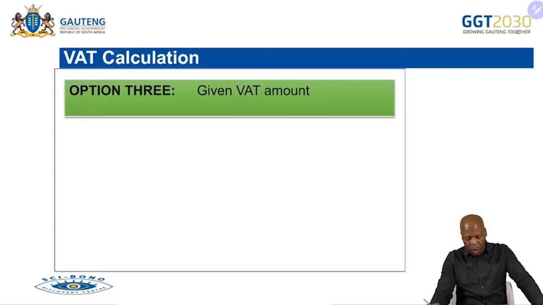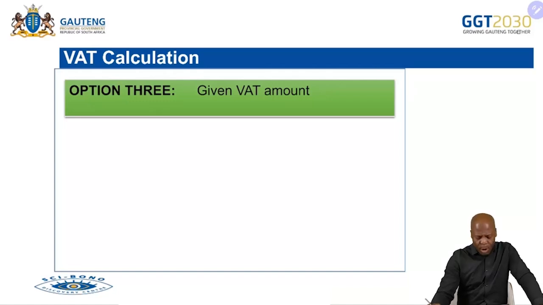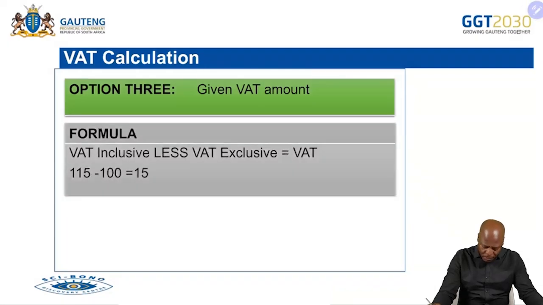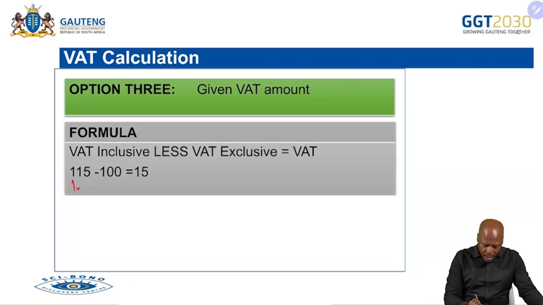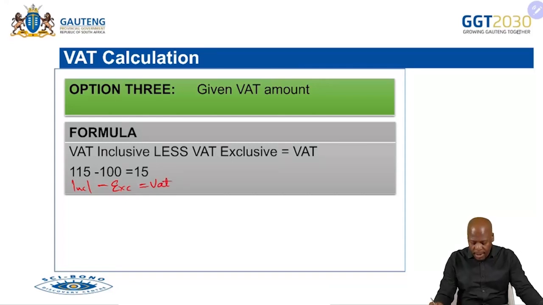Please engage with what I'm doing over here. Okay. Now with option number 3, when we are given the VAT amount, okay, we're given the VAT amount and we're given either the inclusive or the exclusive. Let's see what then happens. Here it is. Now, the VAT inclusive less the VAT exclusive is equal to VAT. That is my 115, this is my VAT inclusive, all right, minus my VAT exclusive is equal to my VAT. This is what we are seeing here.